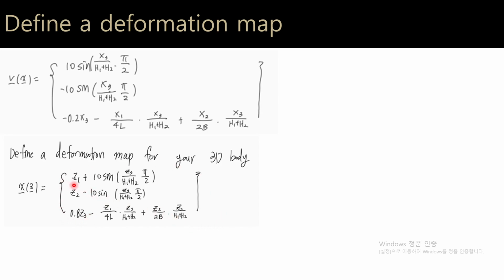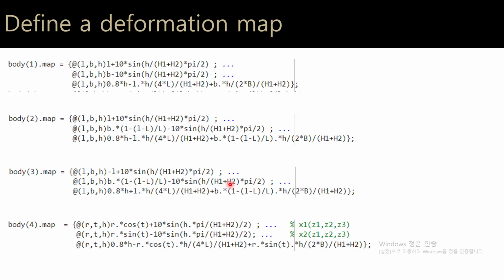It's G1 plus 10 times sine of (G3 over H1 plus H2) times pi over 2, and G2 minus 10 times sine of (G3 over H1 plus H2) times pi over 2, and 0.8 G3 minus G1 over 4L times G3 over H1 plus H2 plus G2 over 2B times G3 over H1 plus H2. This is the code I put into MATLAB for the deformation map.